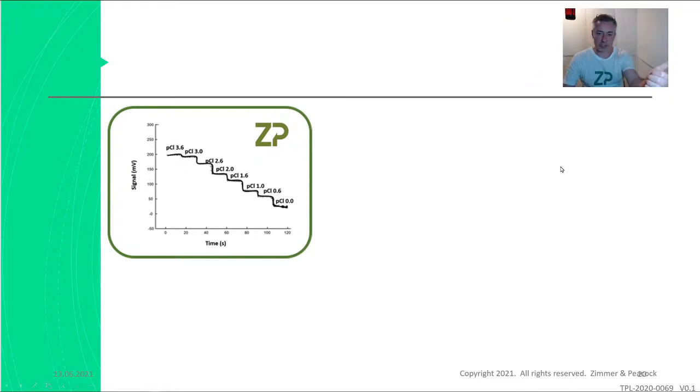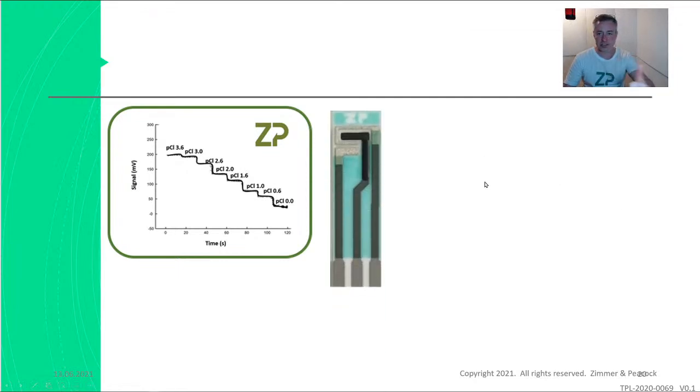So the chloride sensor, the first part of the data sheet, let's say, is that it's a voltage measurement. The next part of the data sheet, let's say, is the sensor itself. There it is, small.